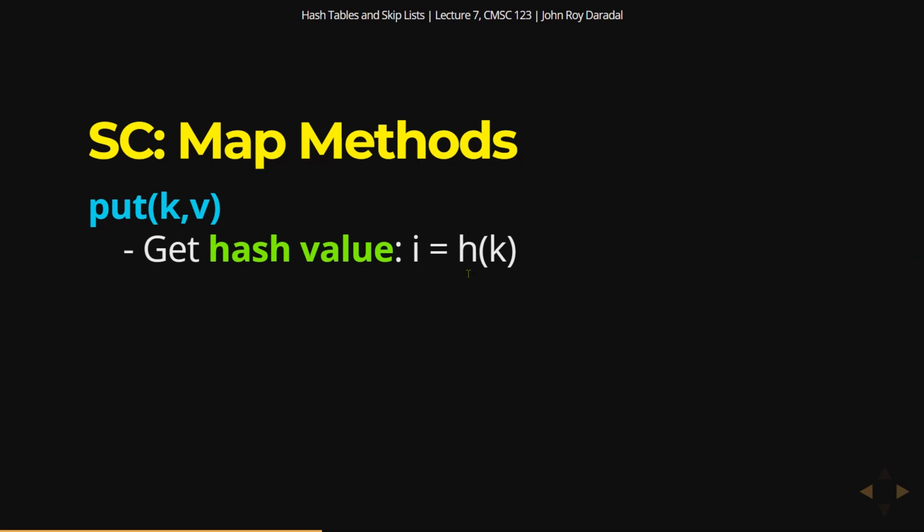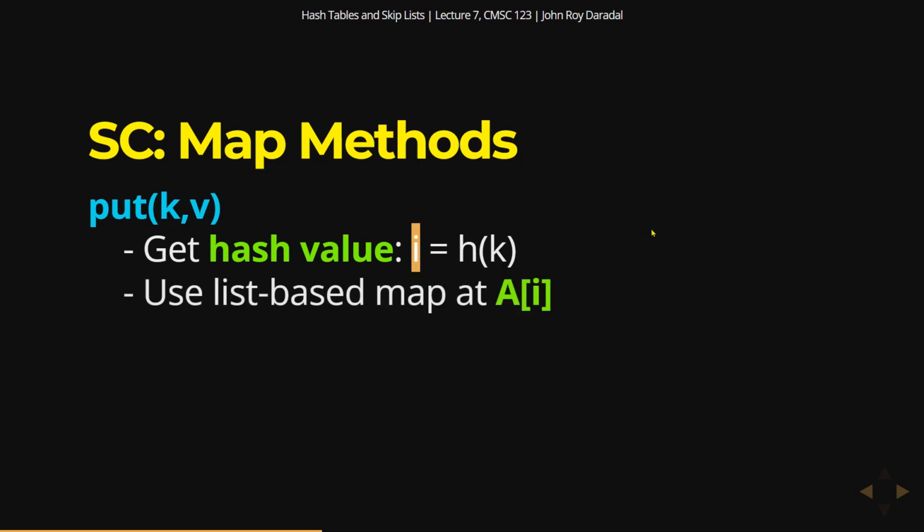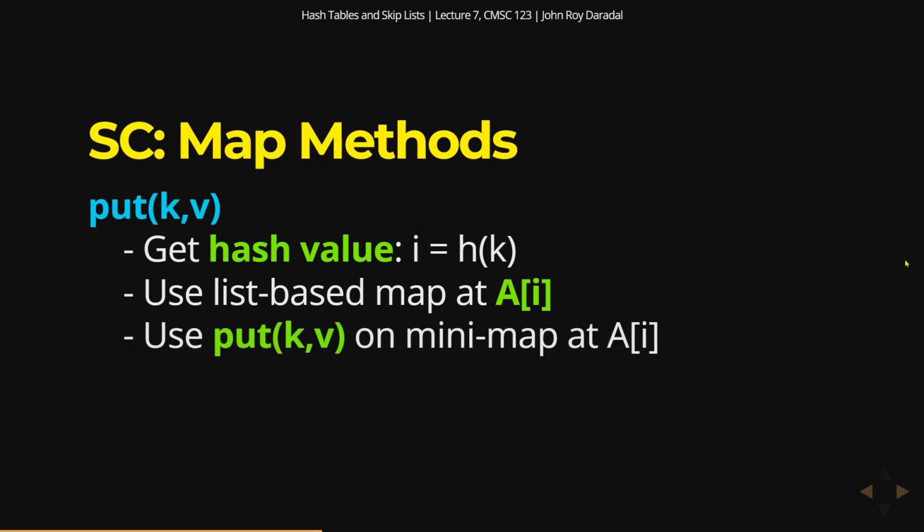We'll get the hash value for the key k, and then we'll go to index I, the list-based map at index I, and then delegate this put call again to the minimap, and then we'll update the size if this is a new key. If it's a new key, then we'll increase the size, but if it's an existing key and we only did an overwrite of the existing value, then we won't update the size.